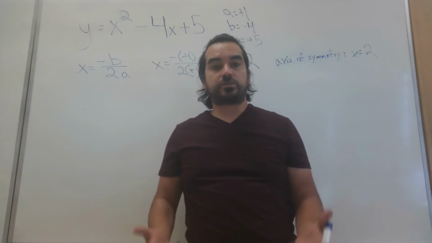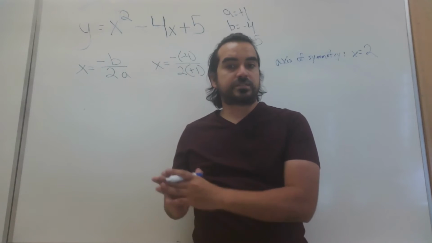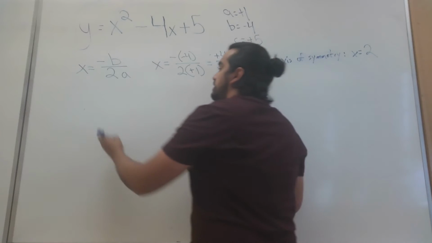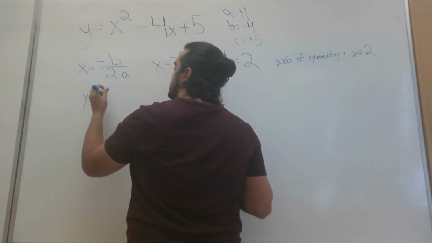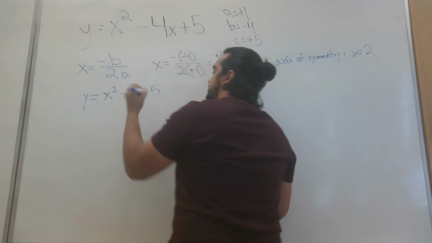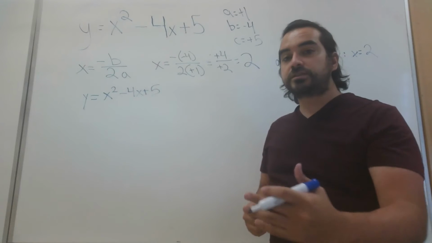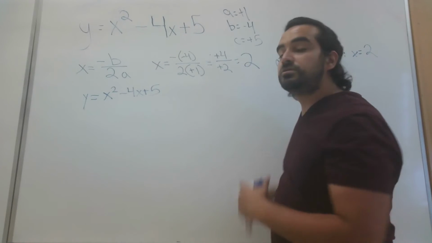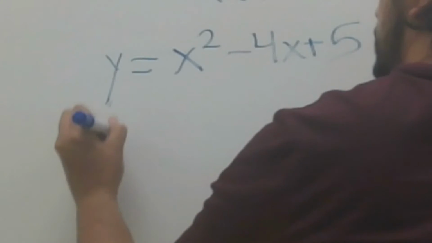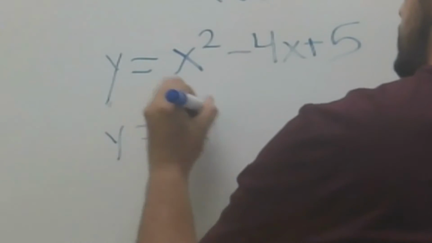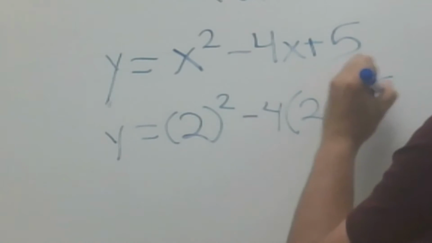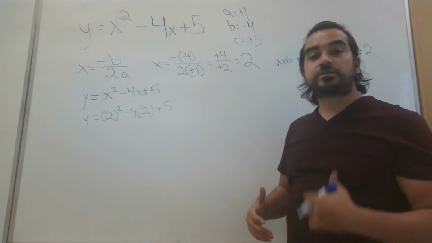Now with this information, we're going to go ahead and find the vertex. So what we're going to do is substitute the axis of symmetry into the quadratic function. So it's going to be y equals x squared minus 4x plus 5. And we're going to substitute x equals 2 into all the x's. So we have y equals 2 squared minus 4 times 2 plus 5.